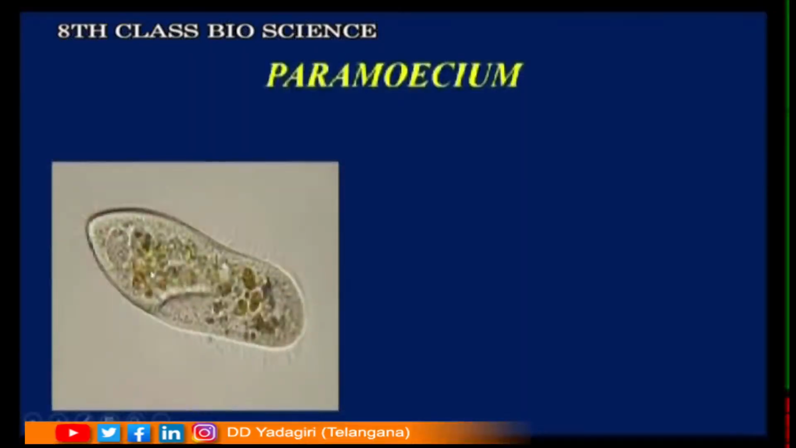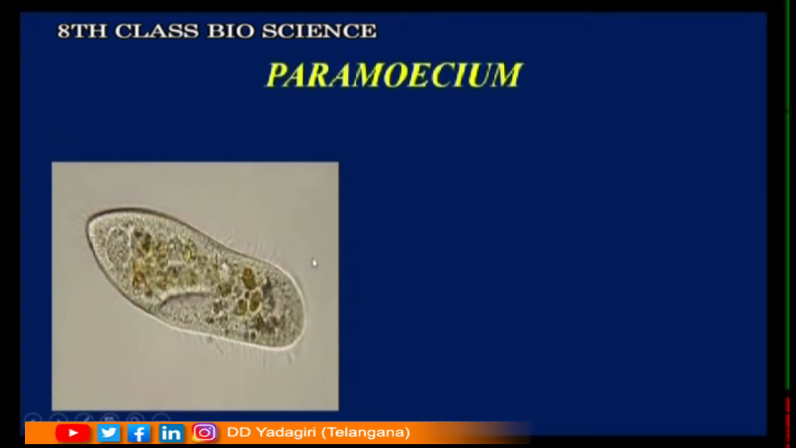The next microorganism belonging to protozoa is Paramecium. Under the microscope, you can see such a slipper animalcule. It is in the form of a slipper, as you can see here. So it is an animal which has the shape of a slipper, so it is called a slipper animalcule.